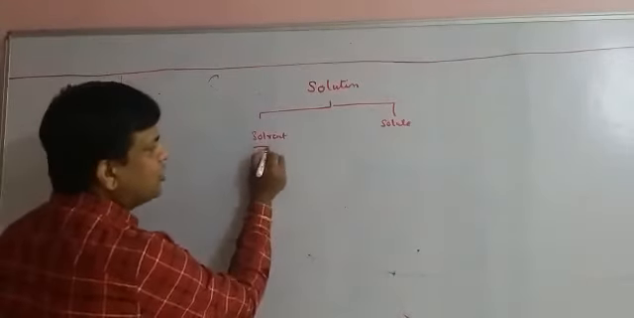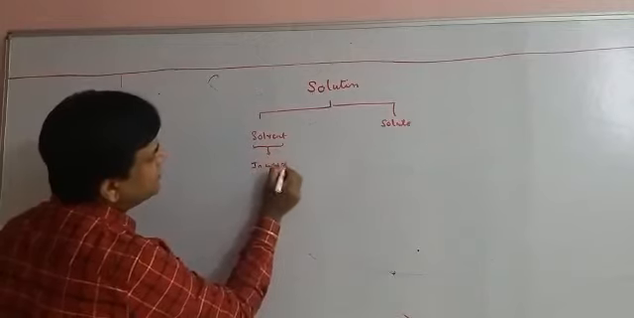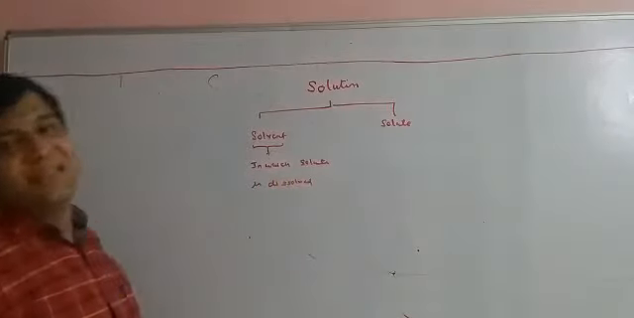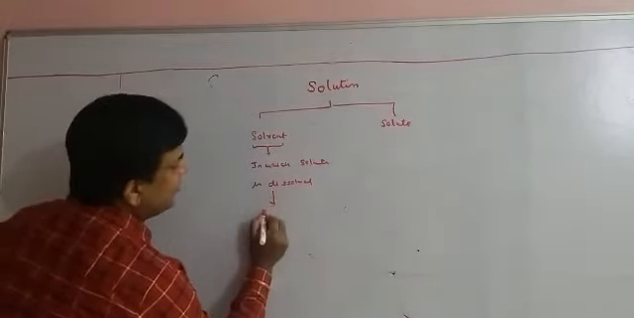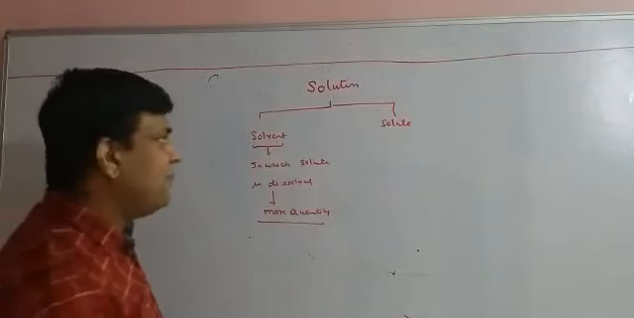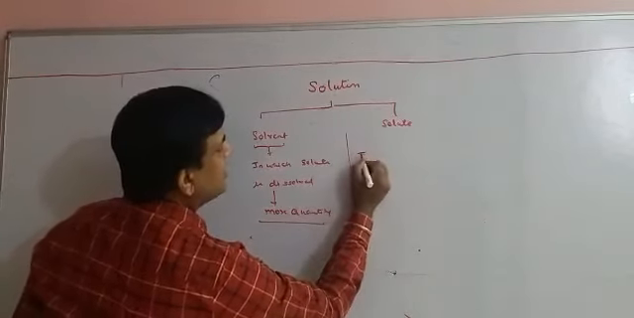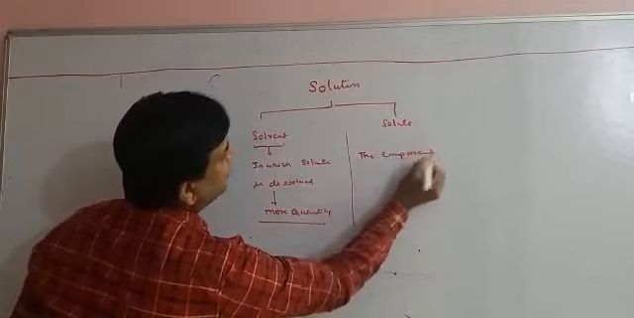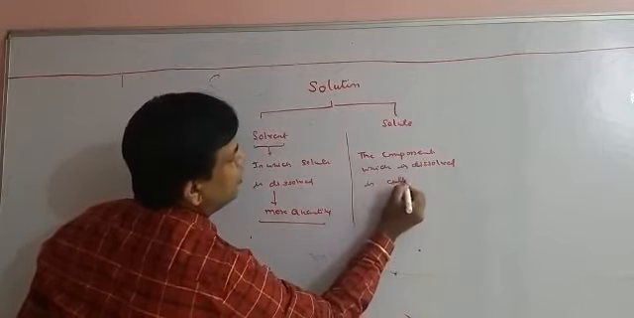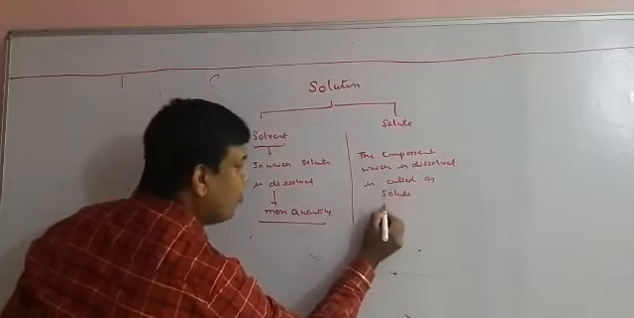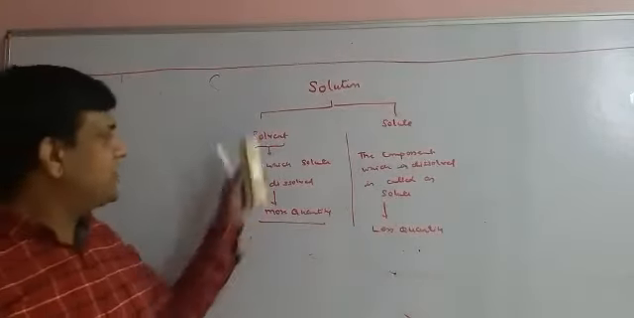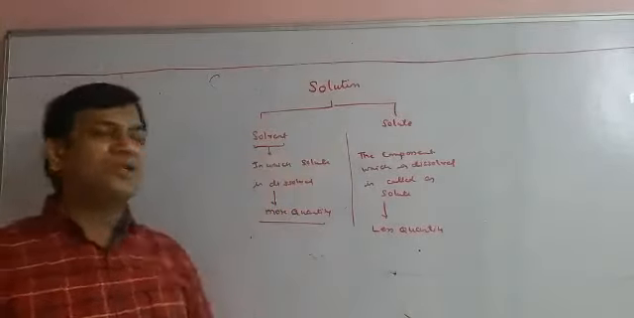What do you mean by the word solvent? That component in which the solute is dissolved, or we can say in the solution, that component which is in more quantity is called solvent. Similarly, solute is the component which is dissolved, or we can say which is in less quantity. The general concept is that the component which is in the more quantity is considered as the solvent, and the component which is in the less quantity is considered as the solute.